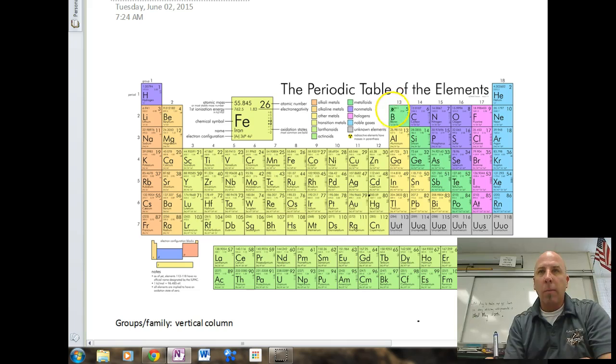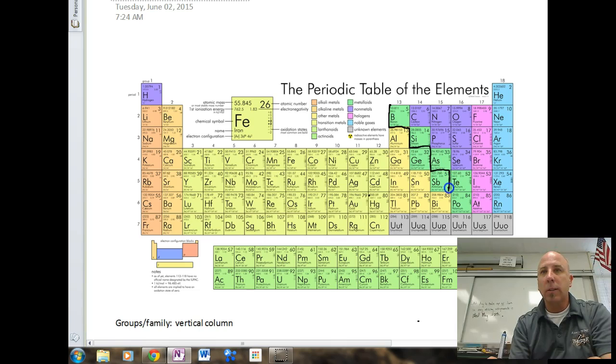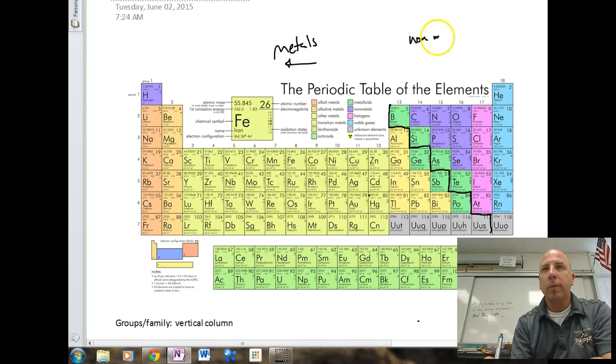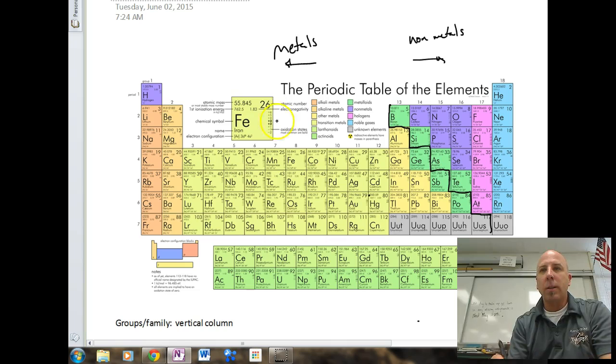So first off, a couple big designations on the periodic table. We could draw in right here that stair-step line. If we remember from regular chemistry, it goes just like this. And that stair-step line is going to separate our metals, which are on this side of the stair-step line, from our non-metals, which are on this side of the stair-step line. And then there are some other designations we need to know as well. So that's our big one.